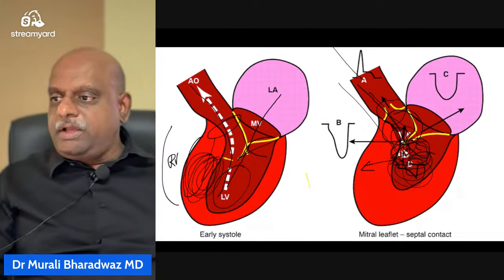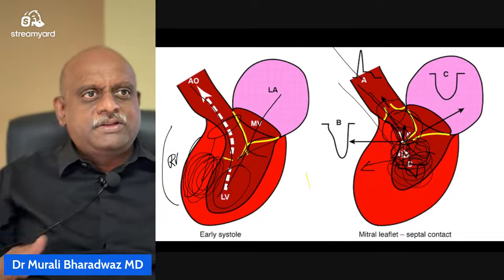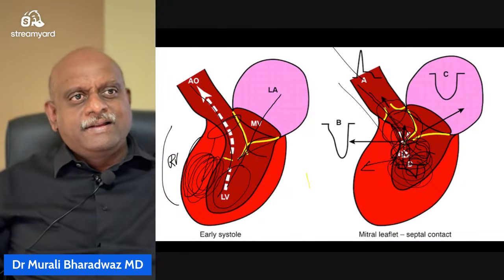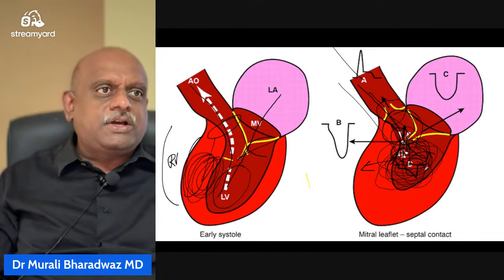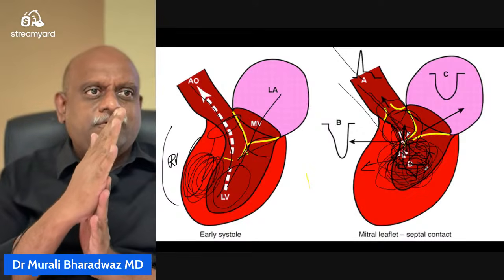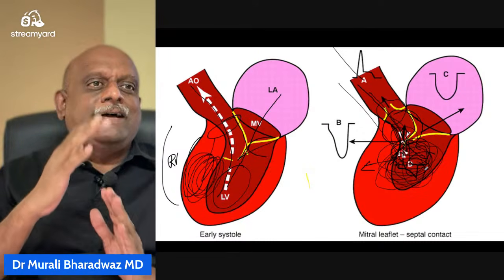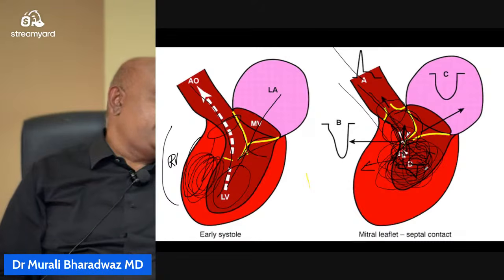A man touching a woman in a city bus will happen if it is crowded, not if no passengers are there. Crowd. So anything that leads to smaller size, crowding, will cause touching. Touching leads to obstruction to outflow, and that leads to murmur. So what type of murmur do you hear in HOCM? Systolic murmur.